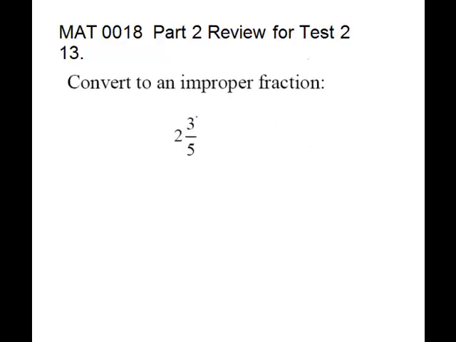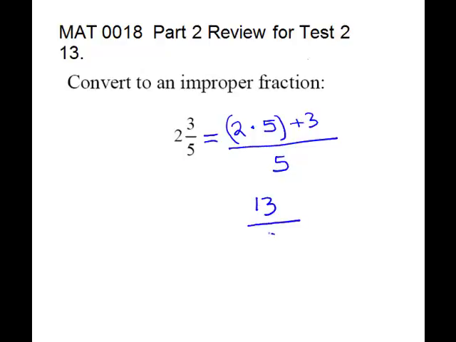From problem 13, we're going to convert to an improper fraction. So remember, we're going to take the whole number times the denominator, add back the numerator, and put it over the denominator. So I'll write the steps in case you need them later. The whole number times the denominator. We're going to finish that. We're going to add the numerator, and it all goes back over the denominator. So 2 times 5 is 10, 11, 12, 13, and it goes back over the 5.